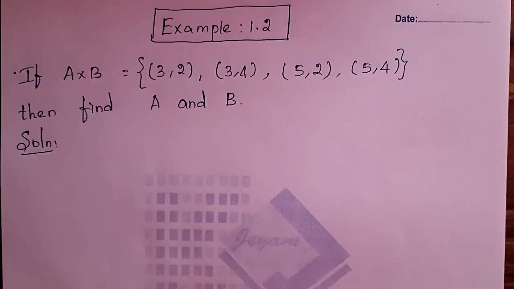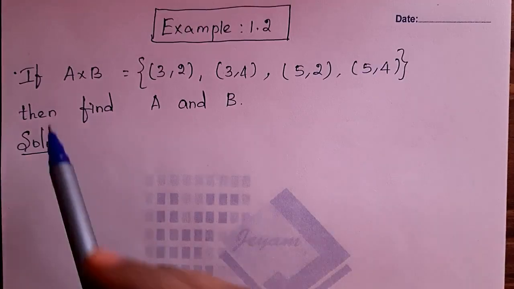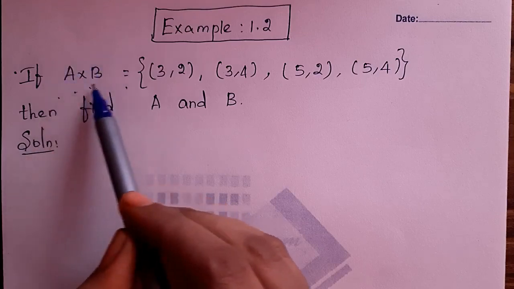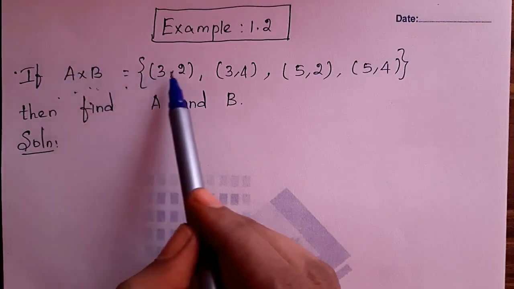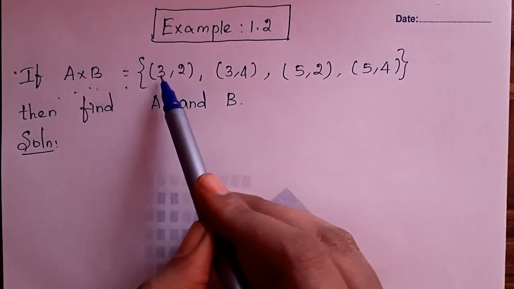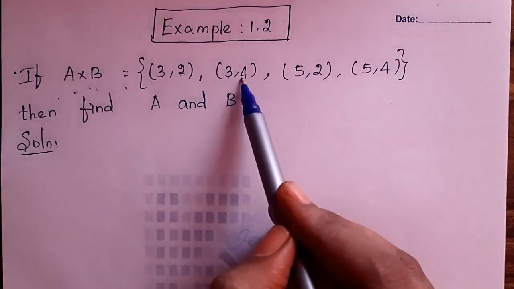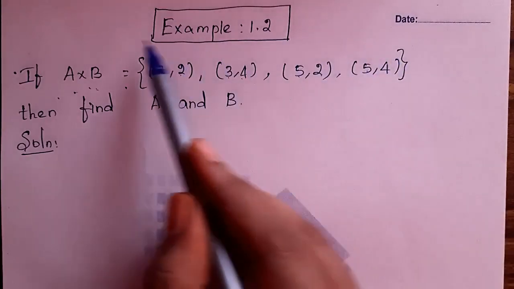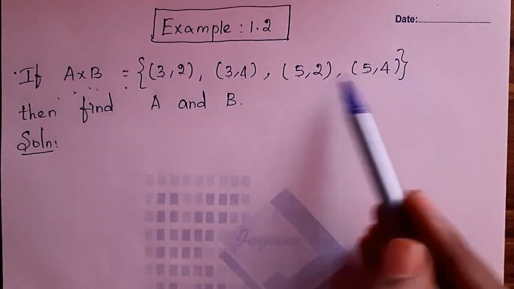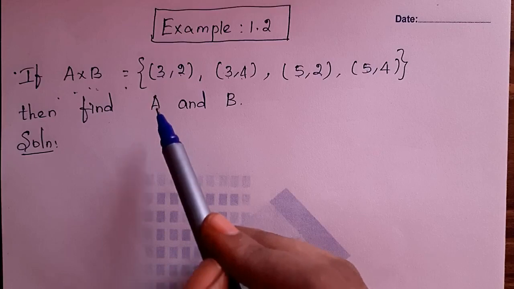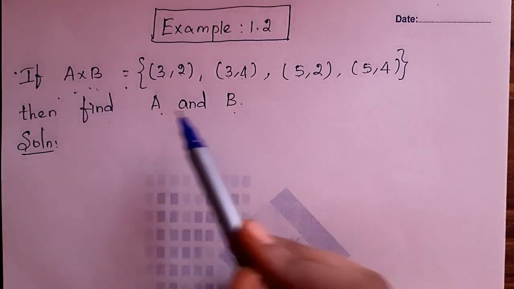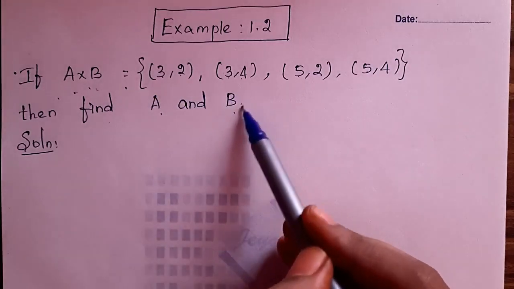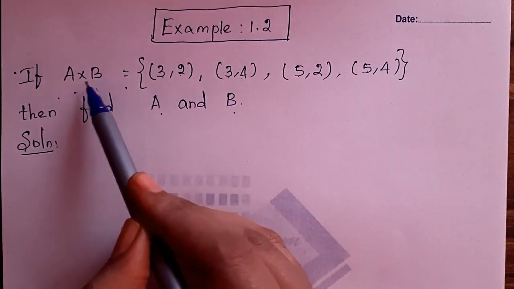Next example, example 1.2. If A cross B is equal to the set of all ordered pairs (3, 2), (3, 4), (5, 2), (5, 4). So it is the Cartesian product they have given. We have to find out the sets A and B. Find A and B, they ask.